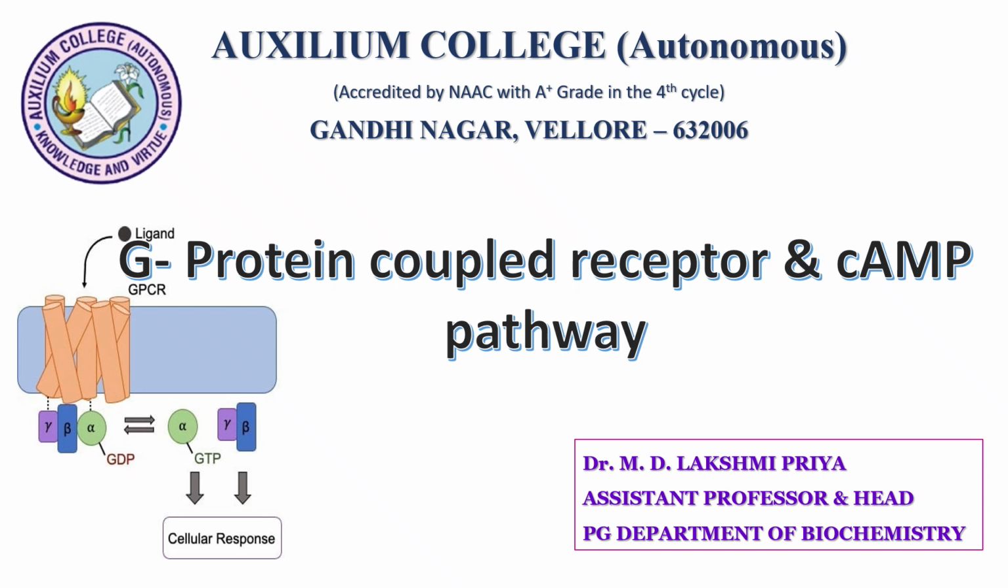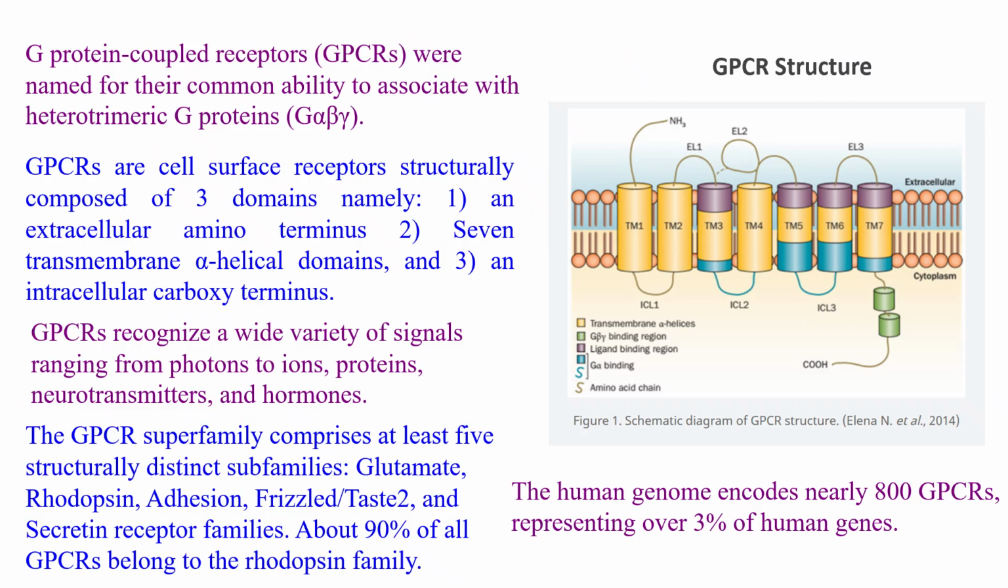Welcome learners. Today's topic to learn is G protein coupled receptor and cAMP pathway. G protein coupled receptors, GPCRs, were named for their common ability to associate with heterotrimeric G proteins.